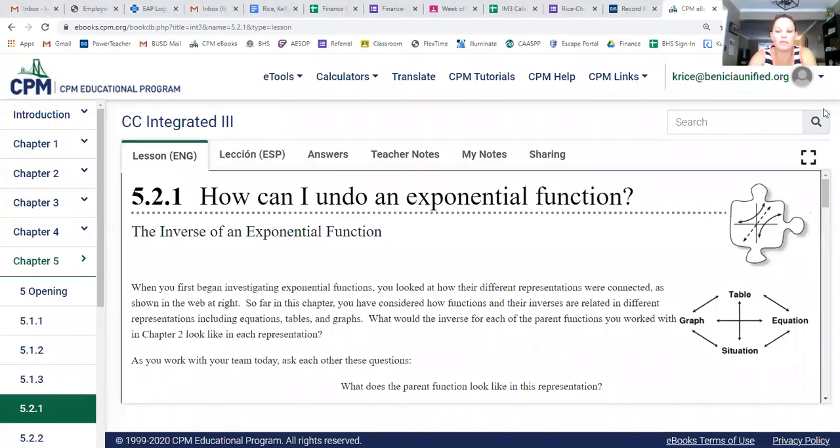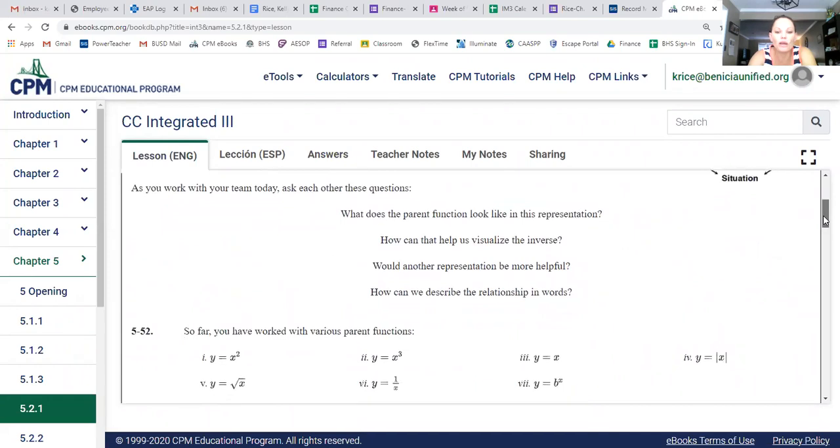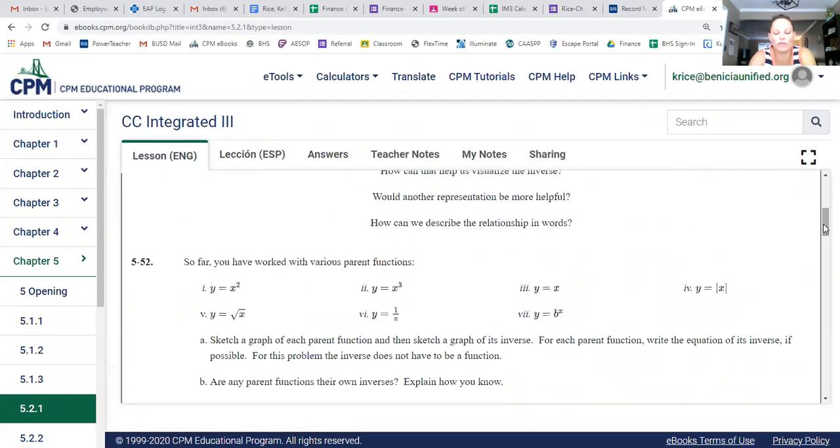So we know exponentials, we should know or remember, are y equals ab to the x. And so we're going to kind of go through some stuff before we get to that part.